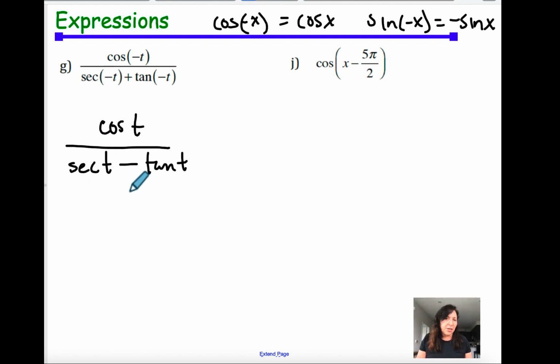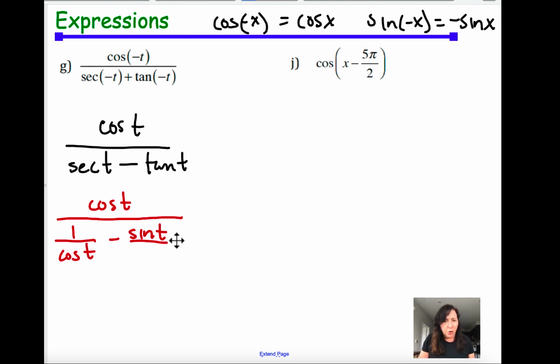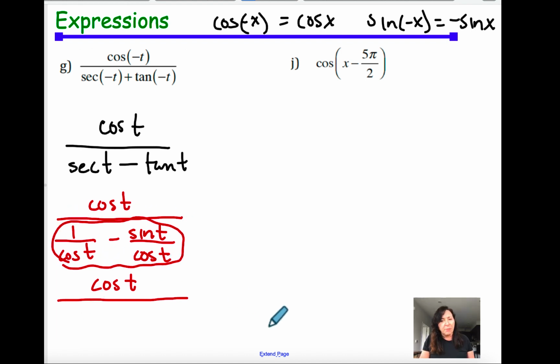So for this problem here, I can simplify it. I just need to get, for this one, I'm going to change everything to sines and cosines. So this one's already cosine. Leave that alone. Secant is a reciprocal of cosine. So this is 1 over cosine of t minus tangent of t, which is sine of t over cosine of t. So this makes cosine of t divided by, because these are the same denominator, right? I can combine those two.